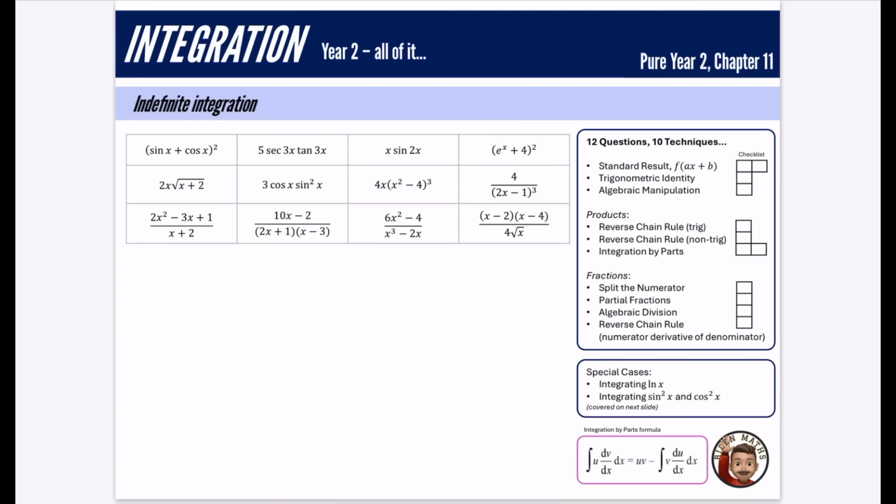Okay, we're going to try and do all of integration from year 2, which is pure year 2, chapter 11, summarized all in one video. Now, I need to state this at the beginning. This video is not going to teach you these things from scratch. This is for people who already have looked through my integration playlist, already been taught integration by their teacher.